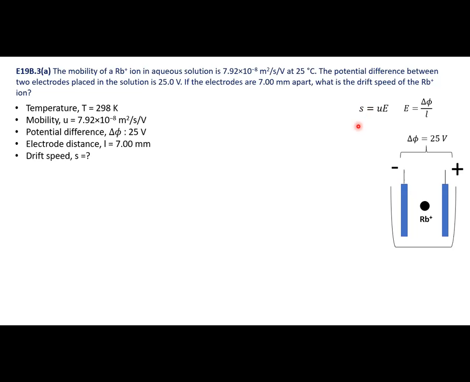One equation that we know that connects the mobility and the drift speed is S equals UE, where S is the drift speed, U is the mobility. And here we don't know the electric field between the electrodes, but E can be calculated from the potential and the distance between the electrodes. It's nothing but the potential over the distance between them. So using these two, we can calculate the drift speed of the ion. So let's do that.